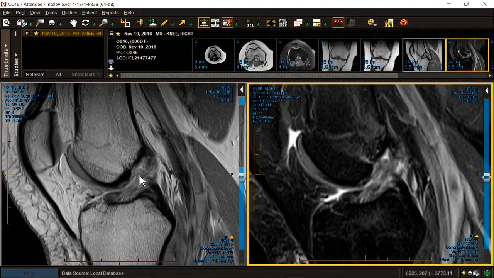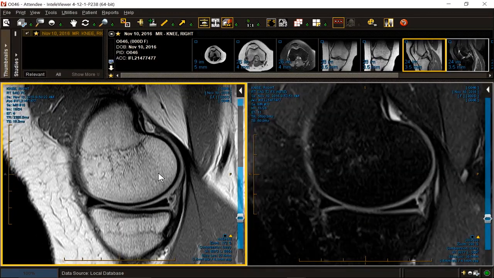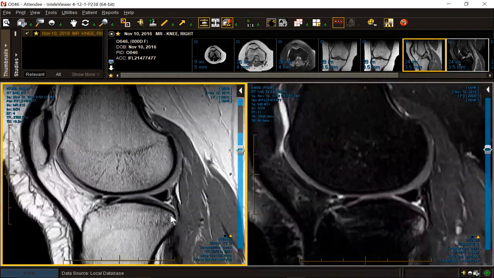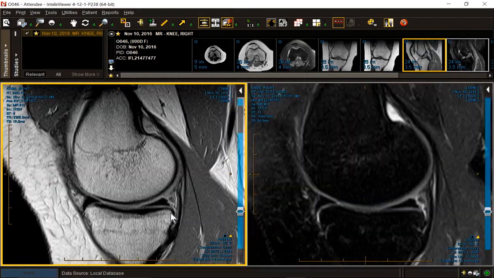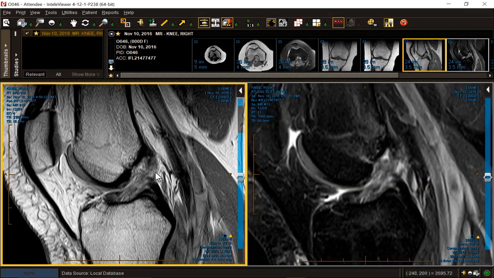Now, I think some of you might posit that the ACL is intact. There's no translation. The tibia is not forward. The effusion is not tremendous. And the ACL looks pretty straight, doesn't it?